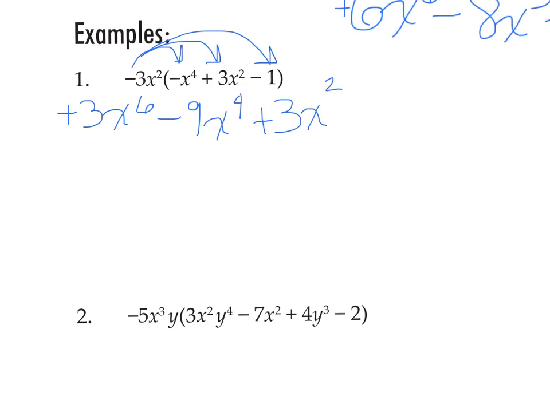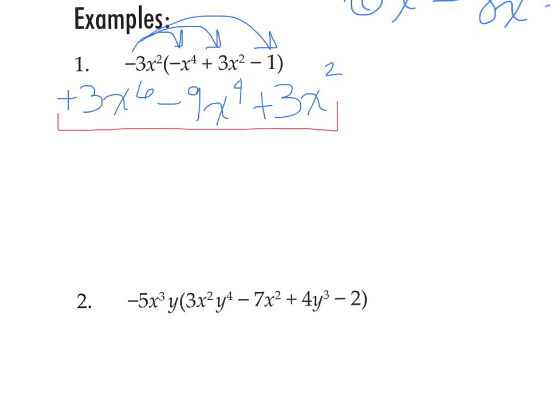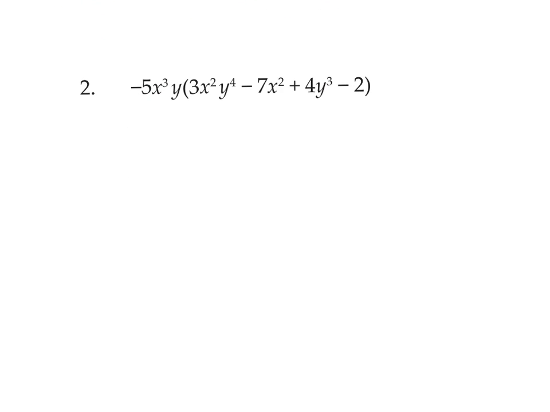After we work the distributive property, we always look to see if there are any like terms, because we're not done unless the like terms are all simplified and added together. But this is x to the sixth, x to the fourth, x squared. They are not like terms, so we're all finished. So down here we're going to do the same thing. Negative times positive makes negative. 5 times 3 is 15. x cubed times x squared, add those exponents, you get x to the fifth.